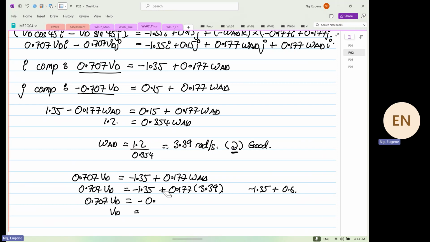How do I get 0.15? So minus 0.75 divided by 0.707 is equal to minus 1.06 meters per second. Now, what does the minus sign mean down here?